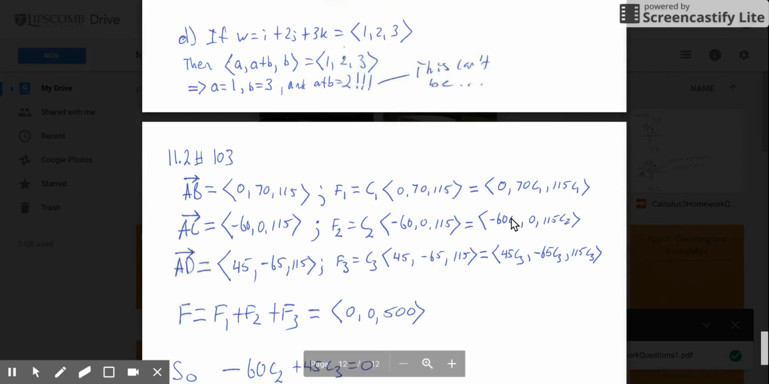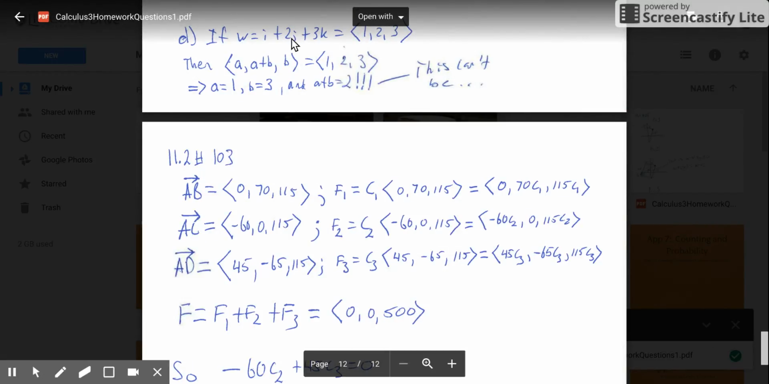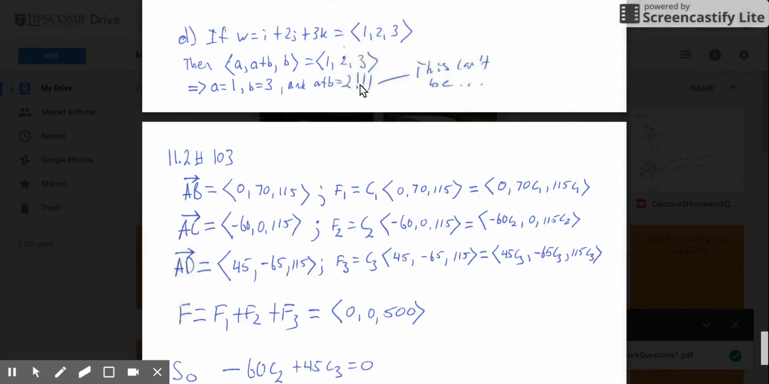Part D, we're asked to show that no choice of a and b yields vector w to be i plus 2j plus 3k. So in a similar manner, we're going to write the component form of i plus 2j plus 3k. So 1, 2, 3. Using our other name for vector w, which we've been using in the previous problems, what we would have are the following correspondences. a should be equal to 1. b should be equal to 3. And that a plus b should be equal to 2. But a plus b equals 2, that's impossible if a and b are both the values that they must be. And so it's impossible.